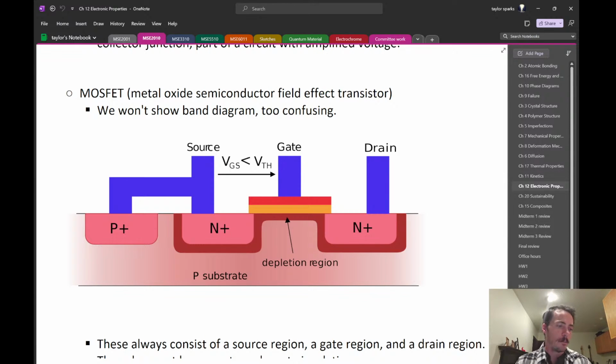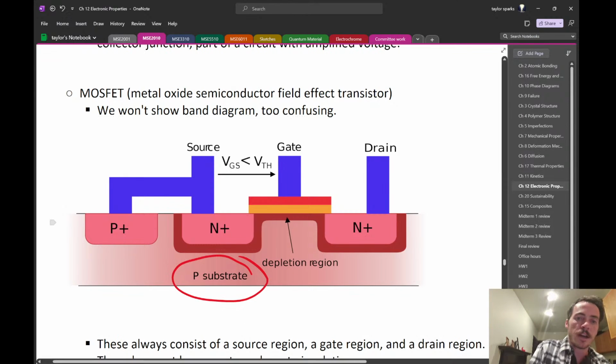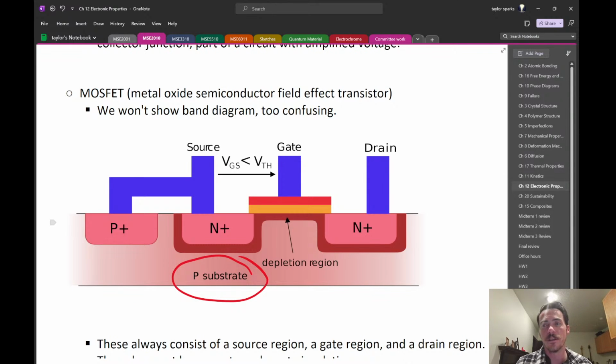Well, start in the bottom in the pink layer. In the pink layer at the very bottom, it says P-type substrate. So your base material is going to be doped to have excess holes. So this would be silicon with, say, phosphorus or something in it. That's going to make it p-type.